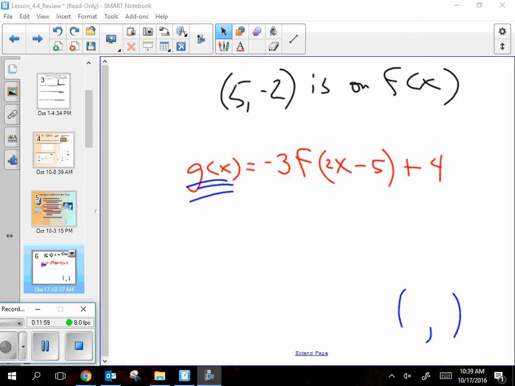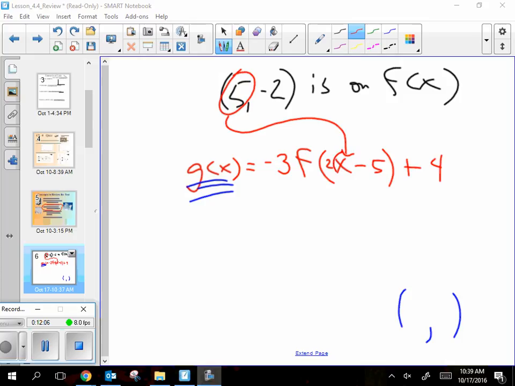All right, so here's the common mistake. People go, so you're saying x is 5. So I'm going to put a 5 right there. And this is going to be 2 times 5 is 10 minus 5. That's not how you do it. So, what should you do?